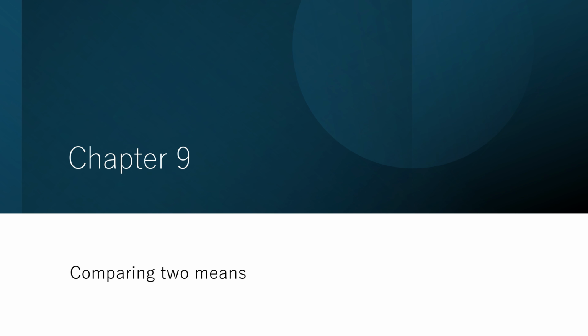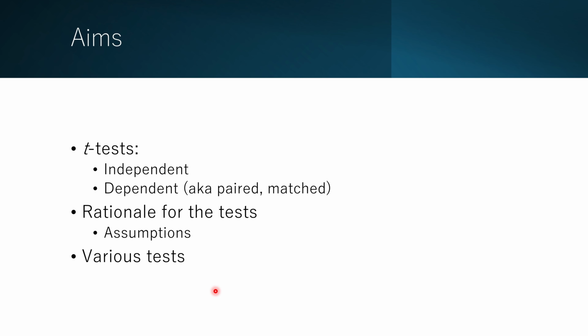Chapter 9. We learned the tools to compare two group averages. We focus on the t-test and a few robust alternatives. By the end, we know which test to choose and how much to explain the result. Our aims are: first, understand independent and dependent t-tests. Second, grasp the intuition behind these tests. Third, know the assumptions. And fourth, practice several tests in R, so we can pick the right one for our dataset.